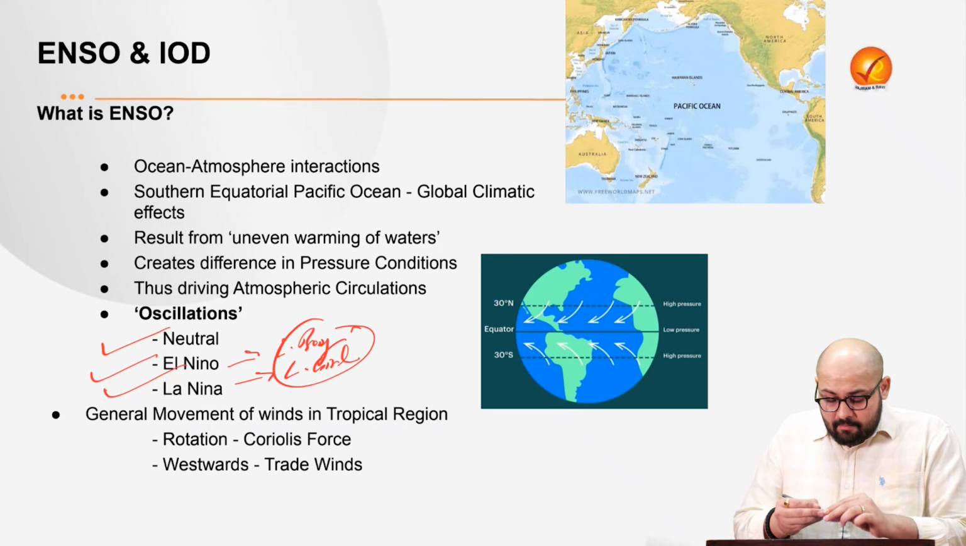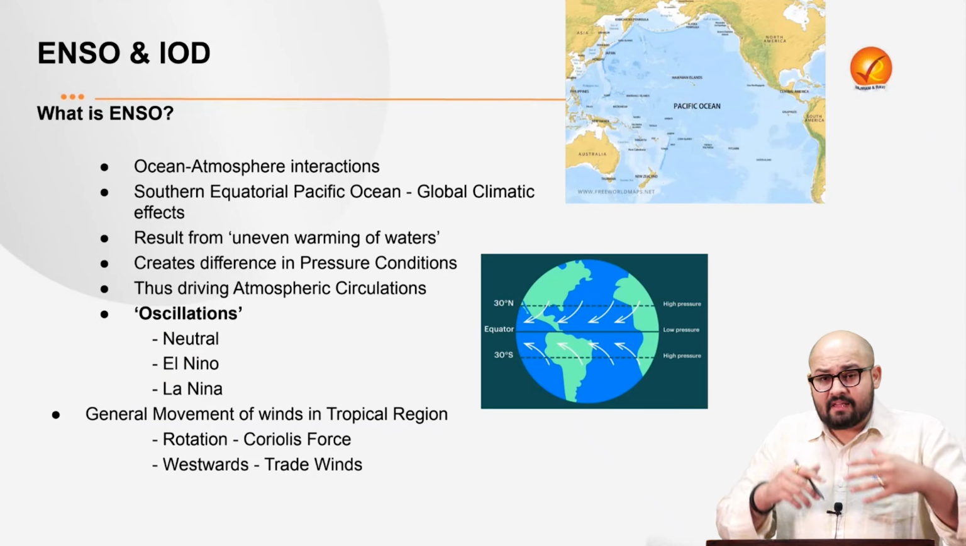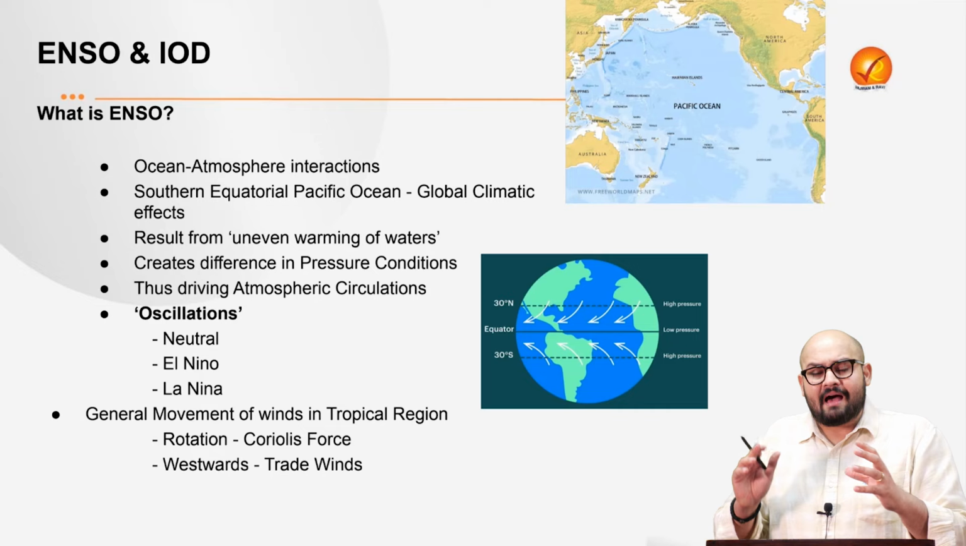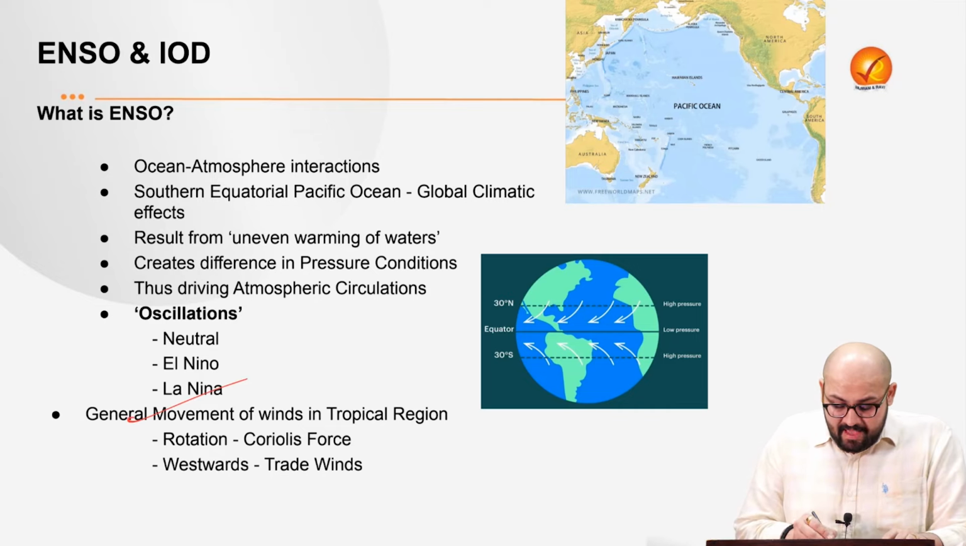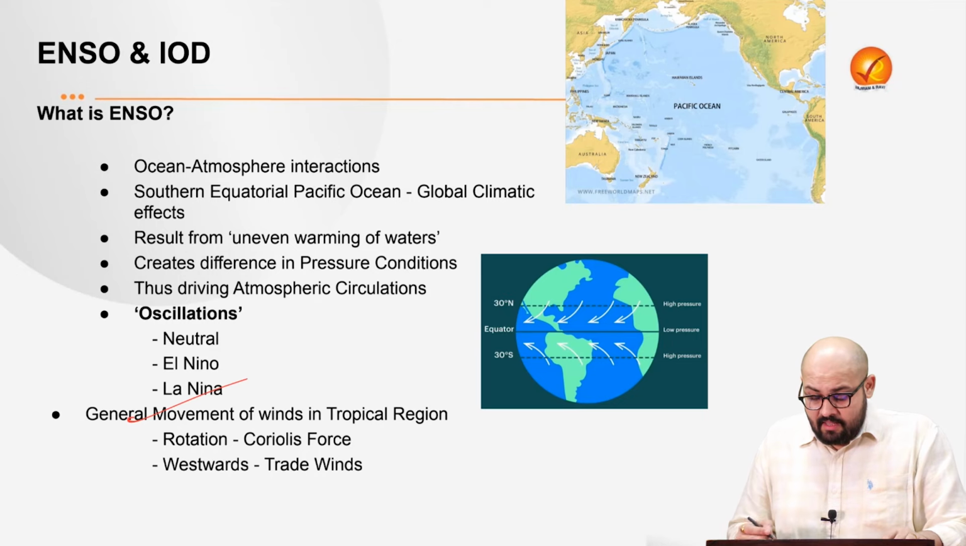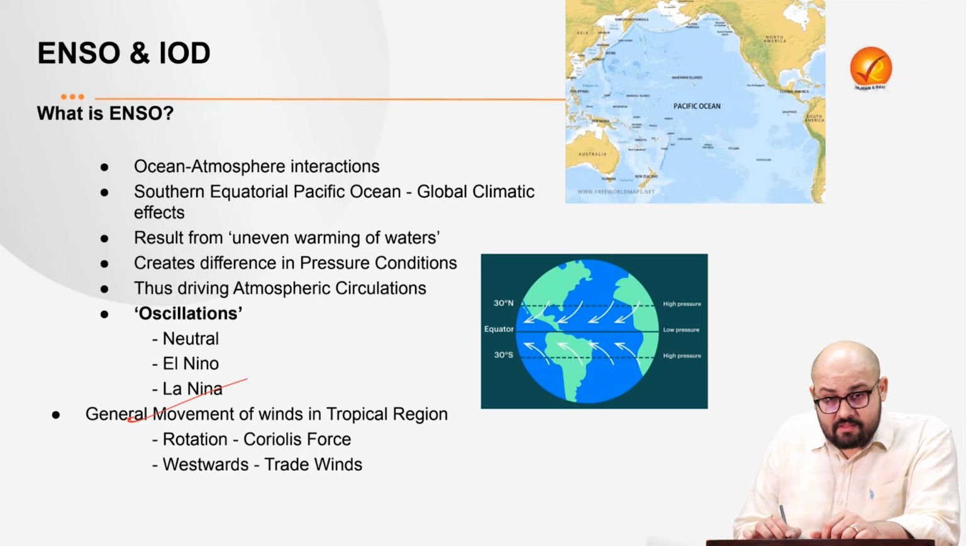Now, before we start the discussion of these individual phases, we need to first have a look at the global movement of winds, right? So see, we have a general movement of wind. This is the tropical region. You can just see in this image. And we all know that the earth rotates from west to east. This is the direction.